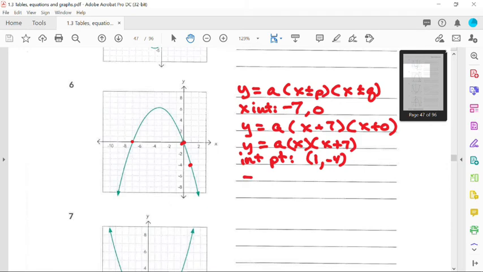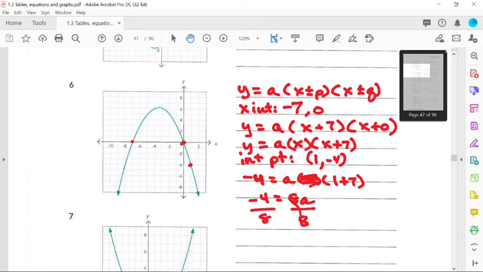So -4 equals a times 1 plus 7. You write as much or as little as you need in order to make sure that you get the right answer. But remember, when you put the x value in there, there's always going to be two places to put the x value, and -4 for the y. Which gives me -4 equals, well, a times 1 is just a, so who cares about that 1? 1 plus 7 is 8, and 8 times a is 8a. It's all good? Okay.